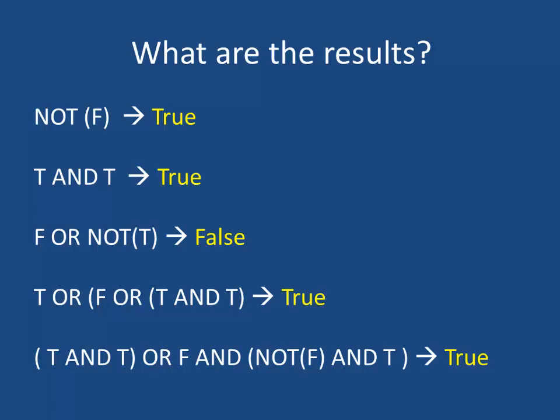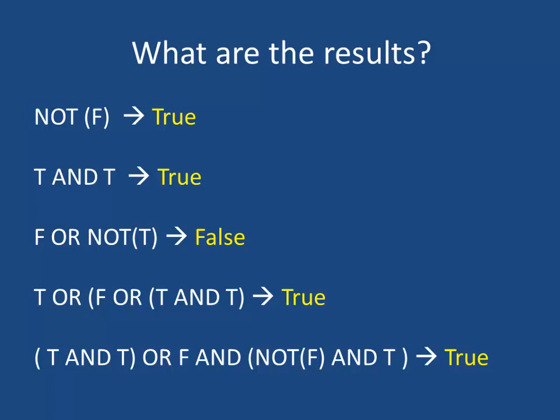The last statement reads open parentheses true and true, close parentheses, or false and open parentheses not false and true close parentheses. Again, we need to go to the innermost set of parentheses, and in this case we have two options. Let's start at the left and evaluate the true and true. True and true evaluates to true. Let's go to the other set of parentheses. In order of operations, it states that we must evaluate the not before we can evaluate and. So not false equals true, which leaves us with true and true, which evaluates to true.